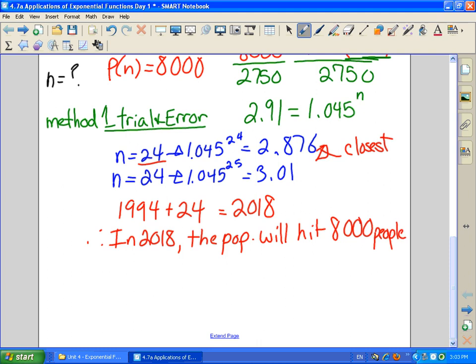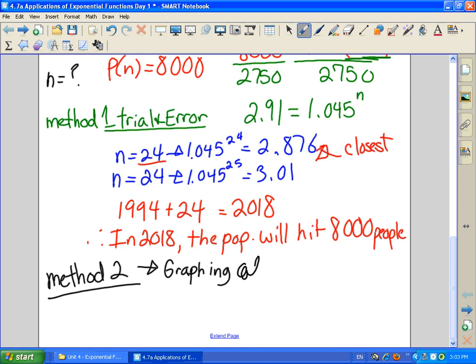Now, I would say method 2, which is probably easier if you have the technology with you, is to use a graphing calculator and find what we call the point of intersection. So method 2 is using a graphing calculator. I'll pull one up. Hopefully it won't take too long, and then we can put some values in. For the first equation, we're going to let it be the left side, which is 2.91. It's going to be a horizontal line. And then for y2, we're going to plug in 1.045 raised to the exponent of n. And see how we do here.